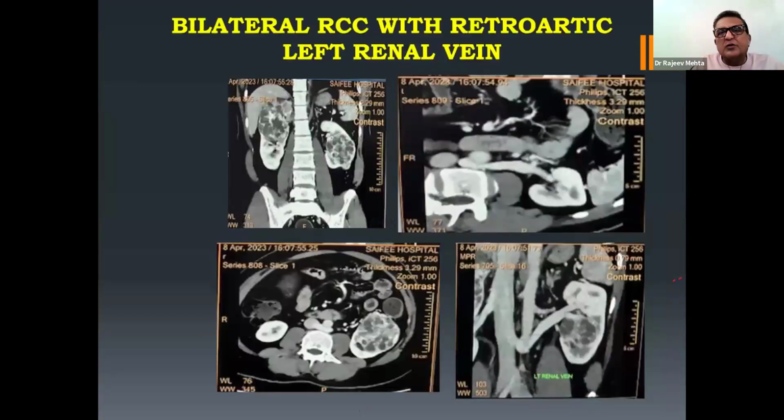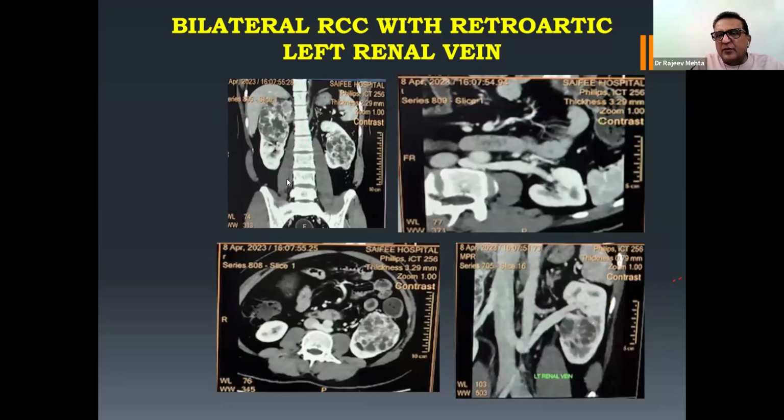At times, we also do see bilateral RCCs. In this case, we can see a heterogeneous enhancing mass involving the upper pole of the right kidney and the middle pole of the left kidney. These are classical imaging features of bilateral renal cell carcinoma. But the important thing is to show here one anatomical variation.